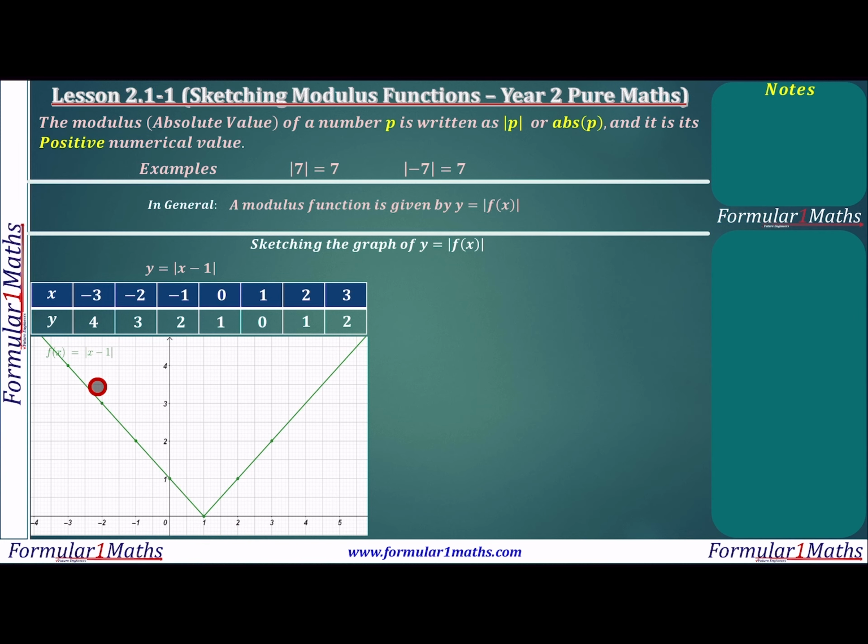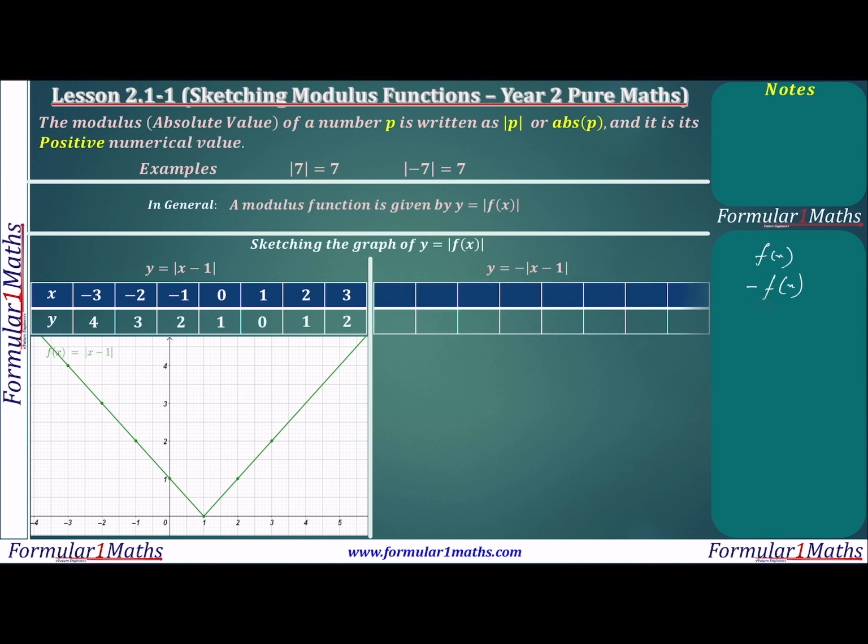The next graph we're going to draw is y equals minus the modulus of x minus 1. Please note that the negative is not inside the modulus sign. It is outside the modulus sign. So geometrically, the graph of this will be a reflection of this graph in the x-axis. We learned from Year 1 that when you have a function f of x, then minus f of x will be the reflection of this graph in the x-axis. So let's see what happens when we plot this.